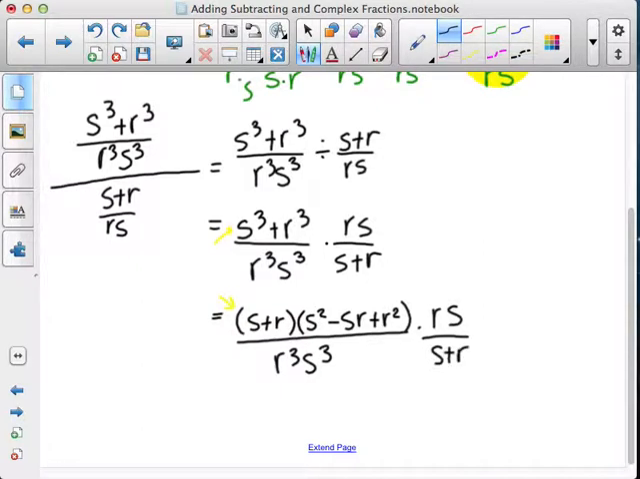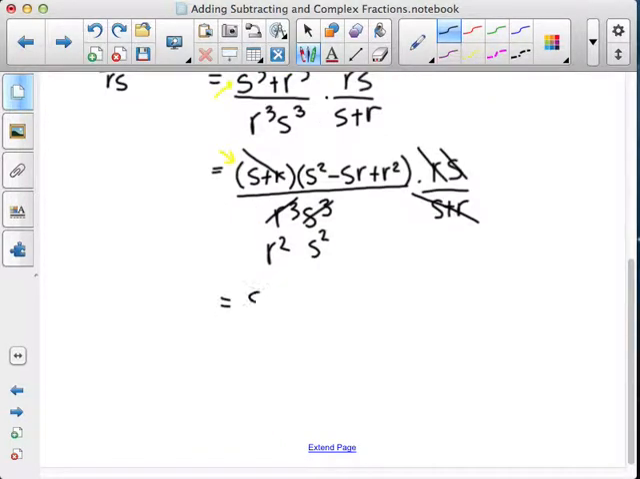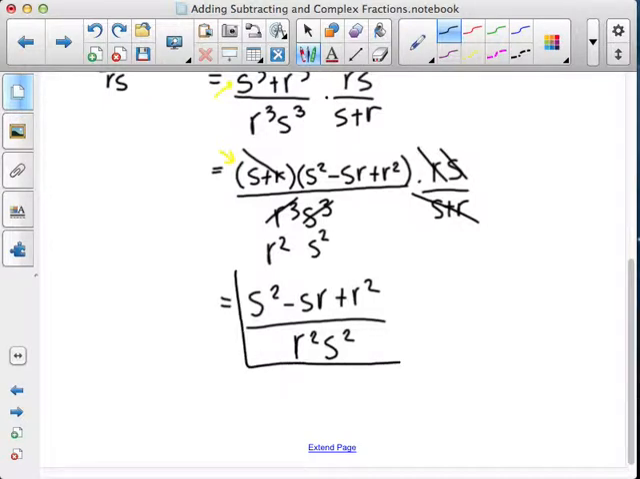Now we get to do the fun part, the canceling. So s plus r and s plus r cancel. The r over r cubed becomes an r squared. And the s over s cubed becomes an s squared. So my final answer is s squared minus sr plus r squared all over r squared s squared. And make sure you're not canceling across addition, right? This plus sign and this minus sign here make it so you can't cancel the r squareds and the s squareds. And that's your final answer.